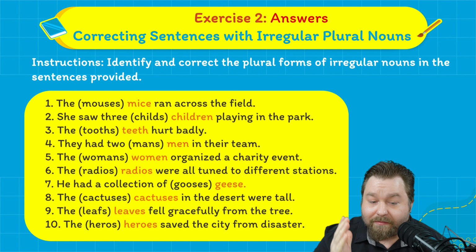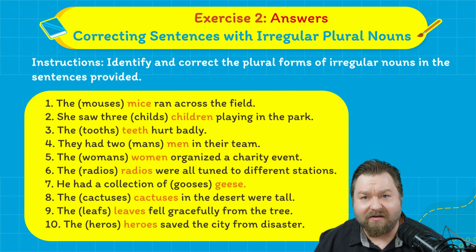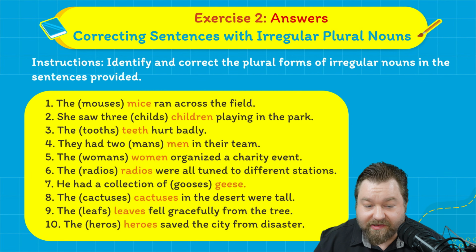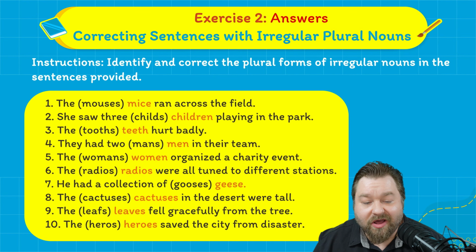Number 1, the mouse, that's not right. It should be mice, the mice. Number 2, she saw 3 childs. Children. She saw 3 children. The tooths hurt bad. No, the teeth. The teeth hurt. They had 2 mans. They had 2 men. The woman's. The women. Number 6, the radios. That's actually right. The radios were all tuned to different stations.